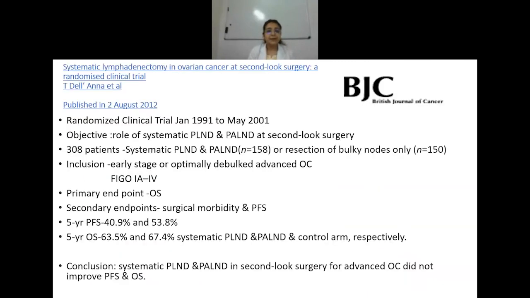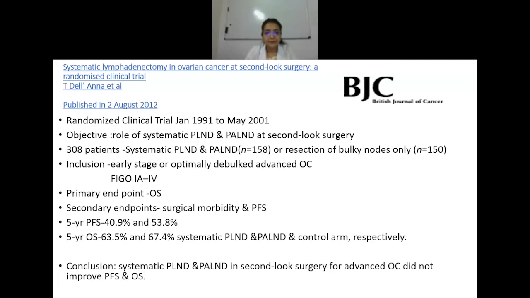Another study was done by Delana et al., published in 2012. It was an RCT from 1991 to 2001. The objective was to assess the role of systematic pelvic lymph node dissection and para-aortic lymph node dissection at second-look surgeries. 308 patients were included. Systematic lymph node dissection was done in the first group, and resection of the bulky nodes was done in the other. Inclusion were early stage or optimally debulked advanced ovarian cancers. FIGO 1A to 4 was included.